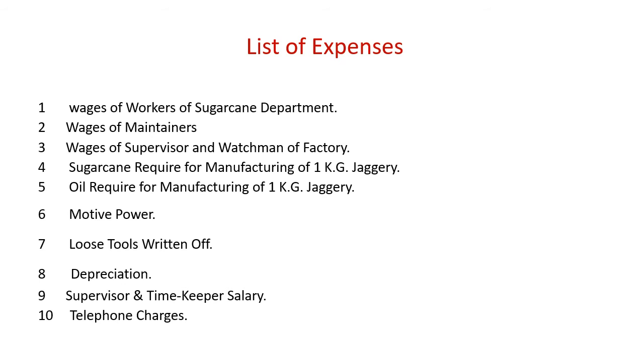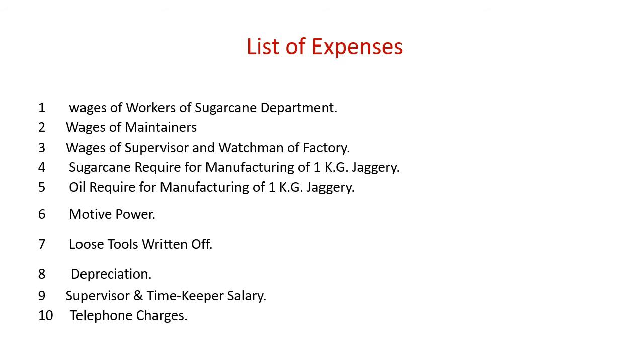And the next, wages of supervisor and watchman of factory. Here note that where work is done in the factory, these wages are indirect labor cost. Add in factory overhead. Number 4, sugarcane required for manufacturing of 1 kg jaggery. Where material is used in the factory, sugarcane is direct material. Here the raw material required for 1 kg jaggery is identified, so it is direct material.